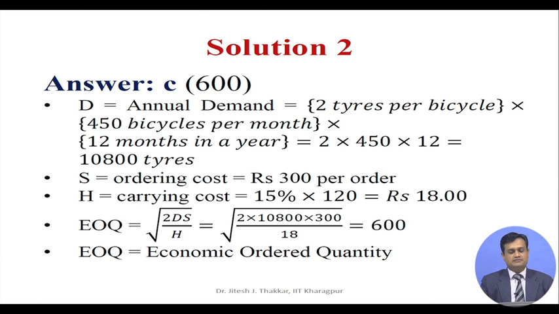D is equal to annual demand is equal to 2 tires per bicycle into 450 bicycles per month into 12 months in a year, which is 2 into 450 into 12, that is 10,800 tires, that is the annual demand. Now, if you look at the ordering cost denoted by S, it is given as 300 rupees per order, and H is the carrying cost, that is 15% of 120, that is 18. EOQ comes out to be 600, and your economic order quantity is 600.